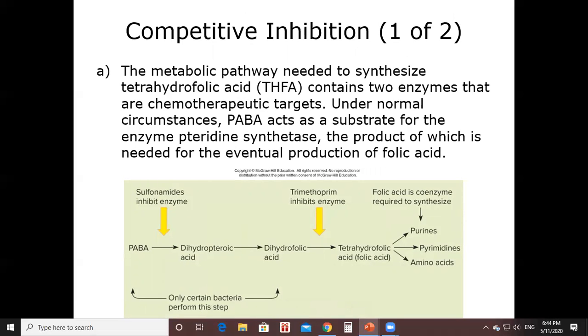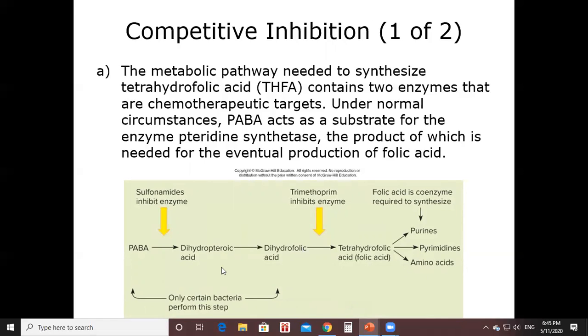And so this is competitive inhibition, where you have a metabolic pathway needed to synthesize THFA, which contains two enzymes that are chemotherapeutic agents' targets. Under normal circumstances, the PABA acts as a substrate for the enzyme, and the product of which is needed for eventual production of folic acid. So this is, let's say, a bacterial cell. It needs folic acid in order to synthesize purines, pyrimidines, and amino acids. Okay, so it needs folic acid.